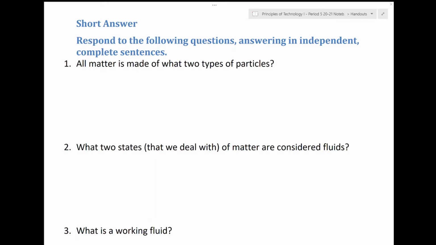Okay, now we're moving on to the short answer. I'm sure the vocabulary words were as exciting to hear as they were to read. All matter is made up of what two types of particles? The answers are atoms, which make up elements, and molecules, which make up compounds.